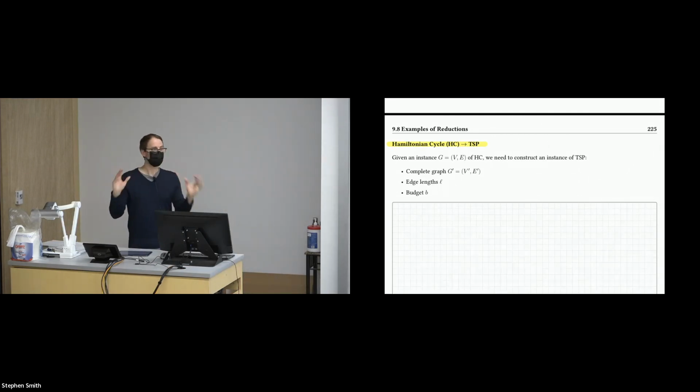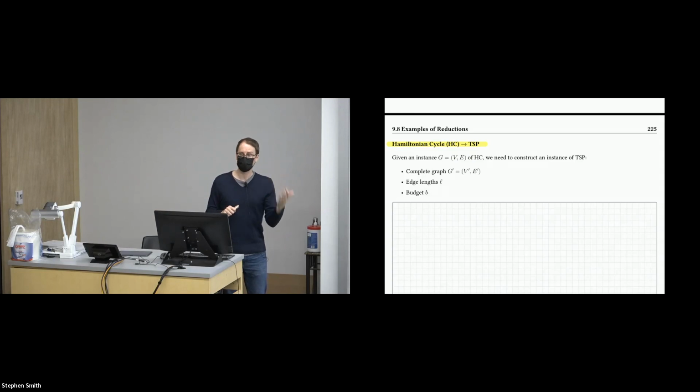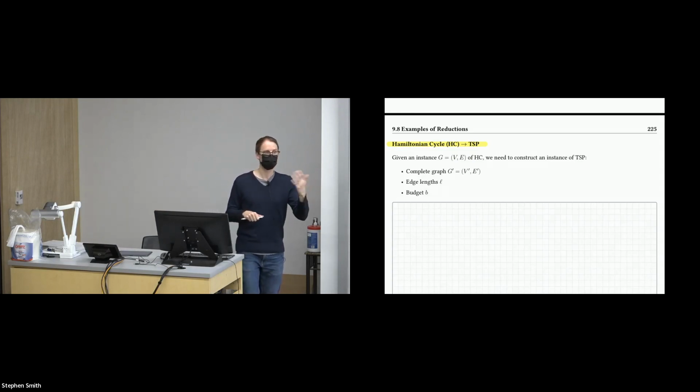Hamiltonian cycle does not have edge lengths, right? It's just I get a graph, and I have to find if a cycle exists. In TSP, I'm given a complete graph. There's an edge between every pair of vertices. I'm given lengths on the edges. And I ask, does there exist a tour in that graph with cost less than or equal to my budget?